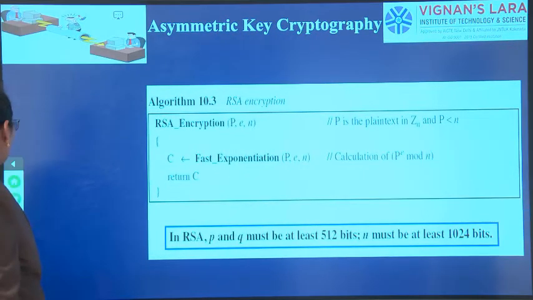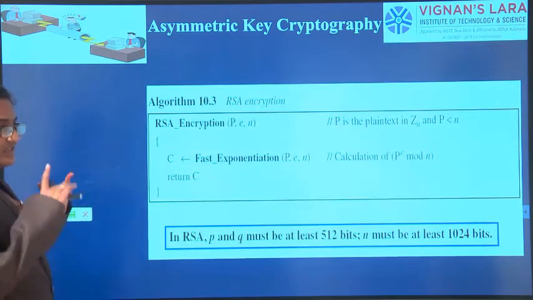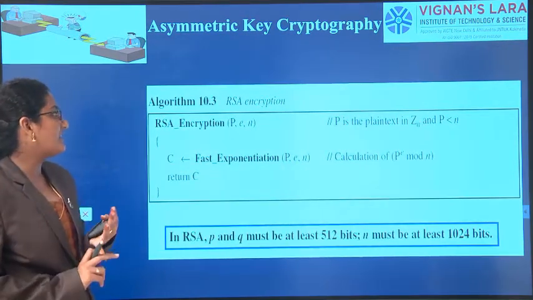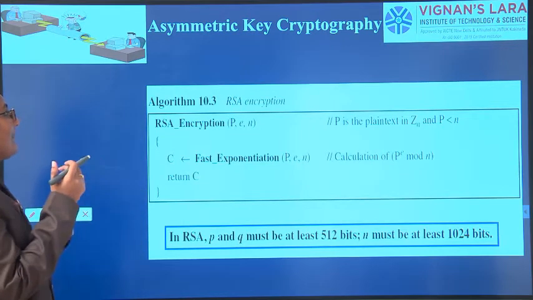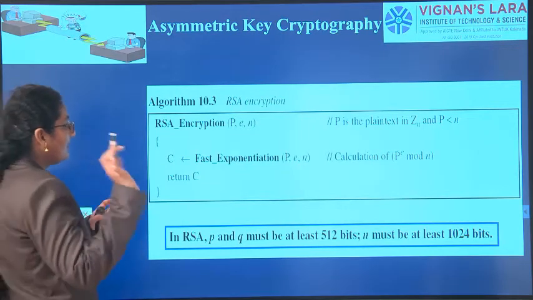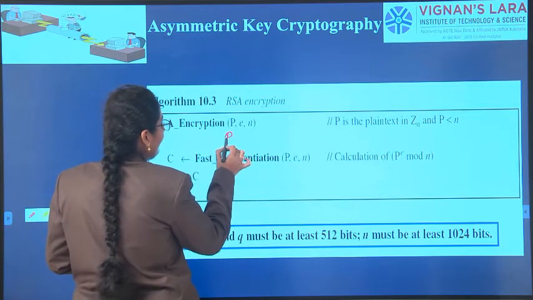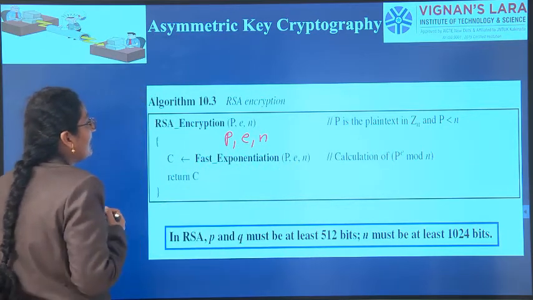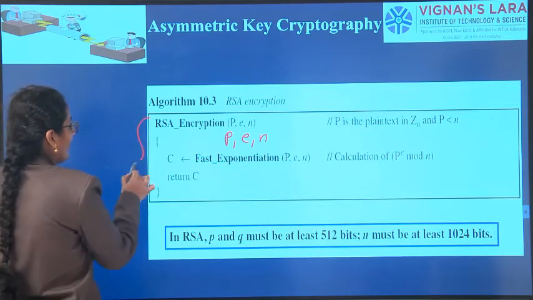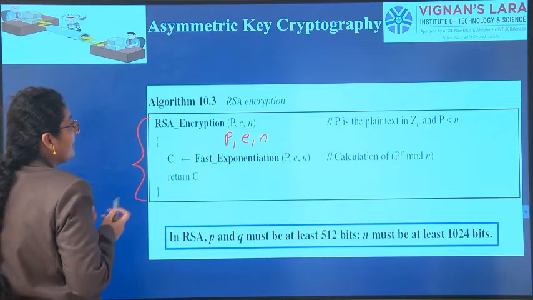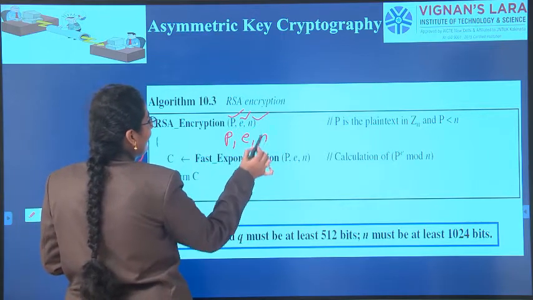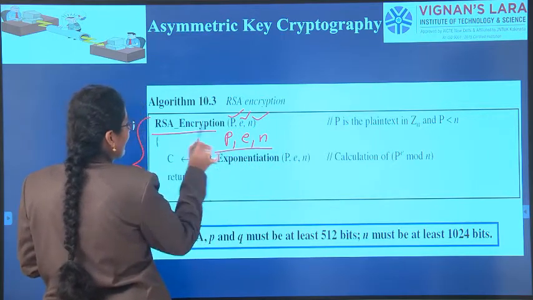See what is happening in encryption side. First step is key generation, you know. Second step is encryption, third step is decryption. So what is happening in RSA encryption? For encryption you need plain text, E value, N value. These are the parameters in RSA encryption. So this is the algorithm for RSA encryption. For encryption what we need? We need plain text, E value, N value. So P, E, N are passed as parameters.